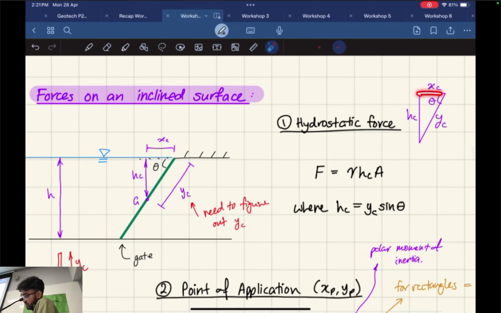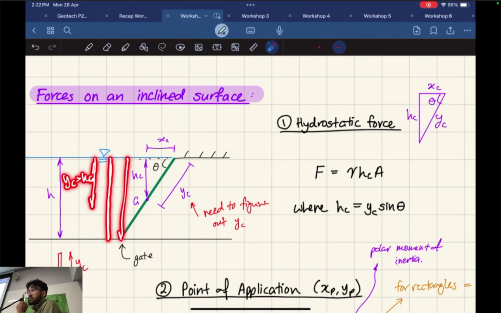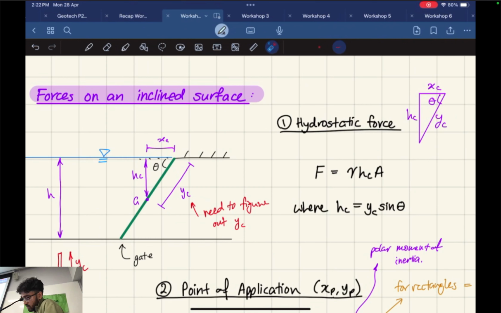Some people get confused as to what XC and YC are. If your plane was vertical, this would be your YC, which is equal to HC in this case. So YC is the center of the gate, which equals HC for a vertical surface. However, if you had an inclined surface, you'd be inclining your YC as well. YC starts at this point and goes like this, so YC isn't vertical, however HC is the vertical distance to the middle of the gate. A lot of people get this confused.